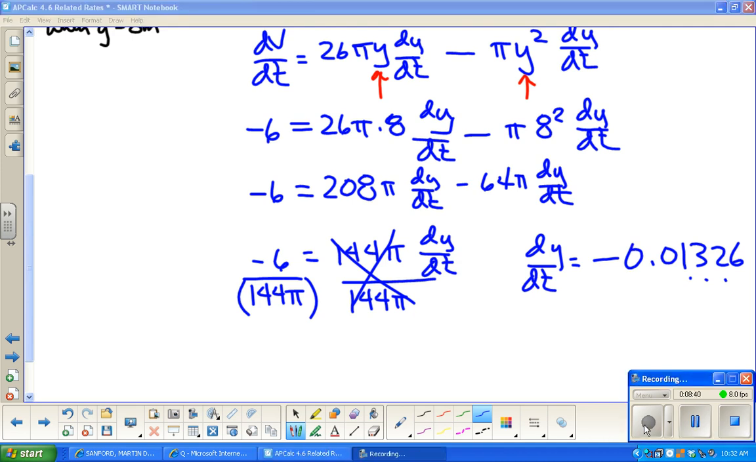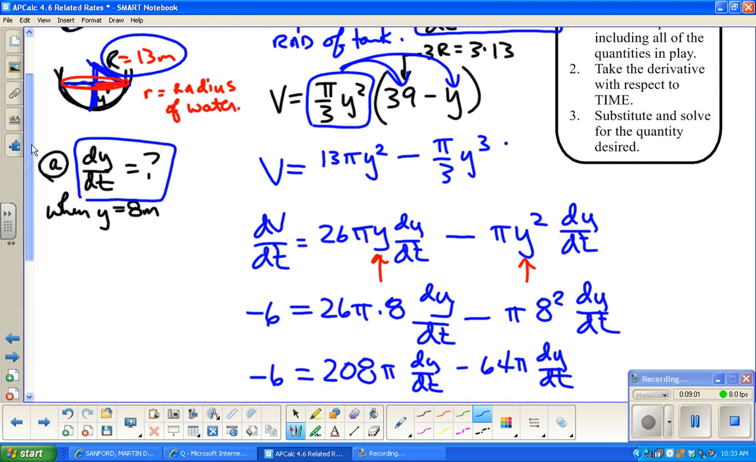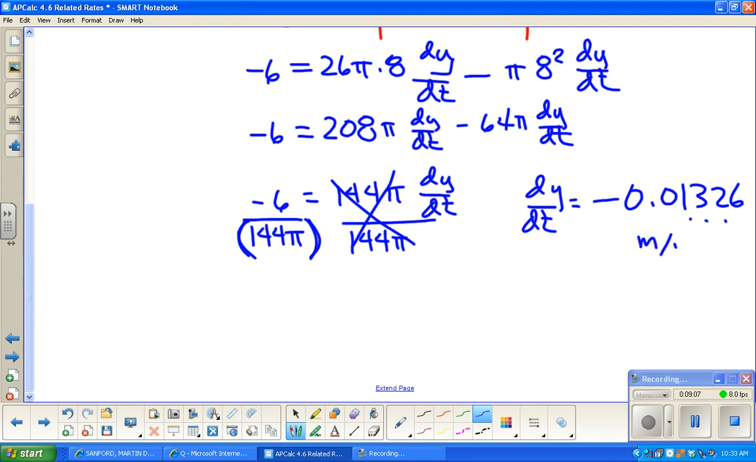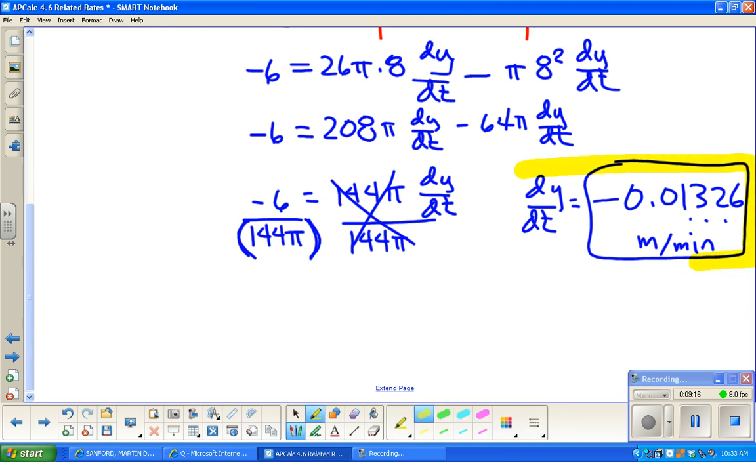So obviously we need to be careful how we type this in. If you don't put the parentheses here, I believe what it's doing is -6 divided by 144 and then taking that answer times pi, and we want the pi to be in the denominator. Quick little note here: my units were all in meters and minutes, so this is meters per minute. I know my book lists the answer in a couple of different units, I guess in case somebody has a preference. If you switch the meters to centimeters, it'd be -1.3, etc.